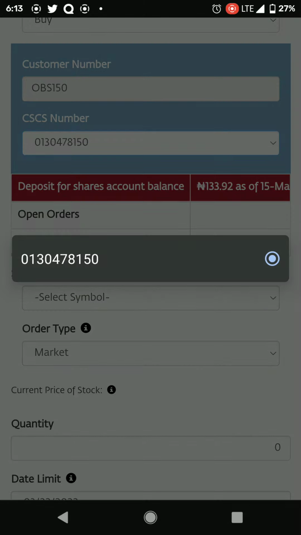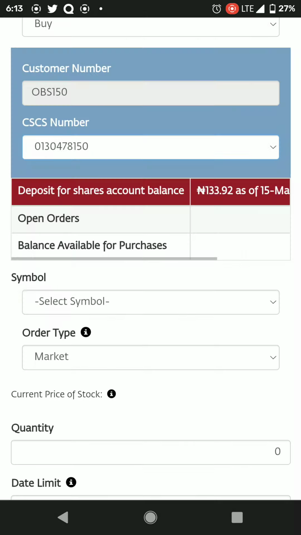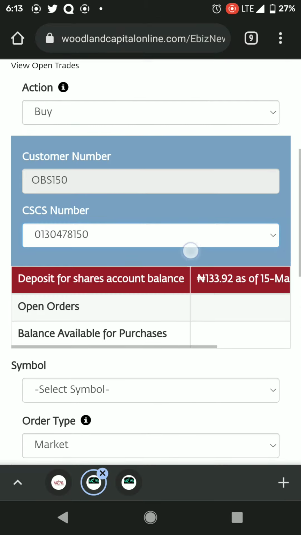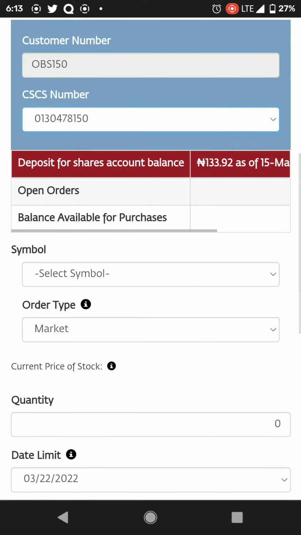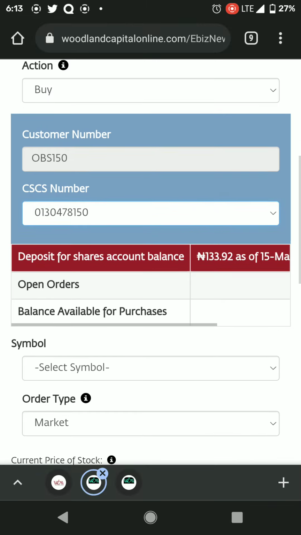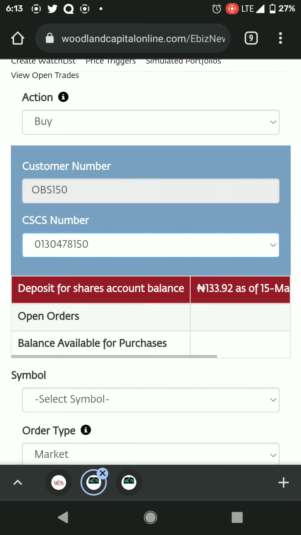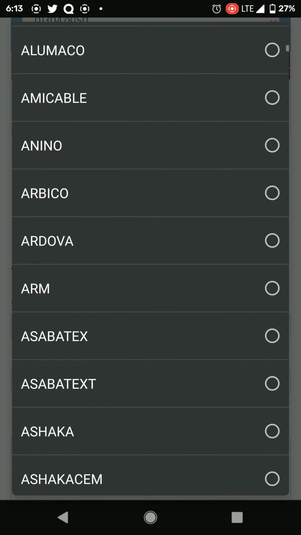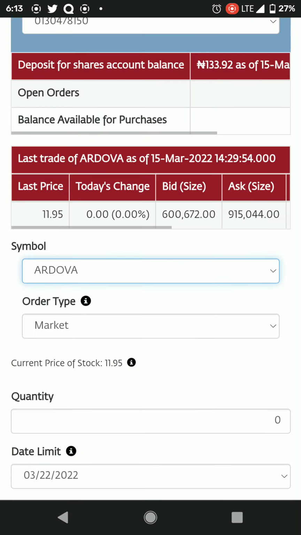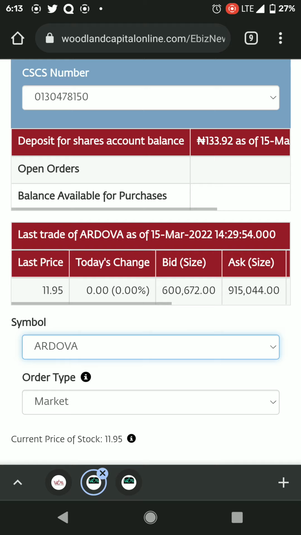That's very important. So let's assume you have selected the CSCS number that corresponds to the position you are trying to initiate the buy or the sell order for. In this case I'm demonstrating a buy order, so I selected buy, I select the CSCS number, I select the stock here. So let's say I want to buy Dover. Then you see, the moment I select the stock, something changed on the screen.